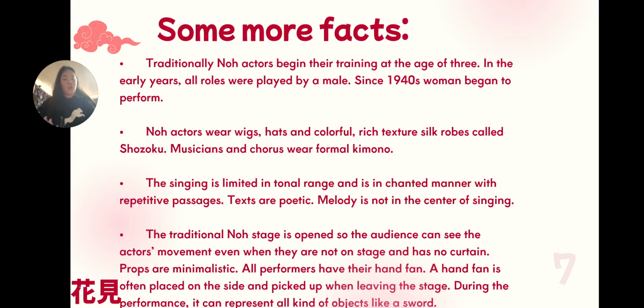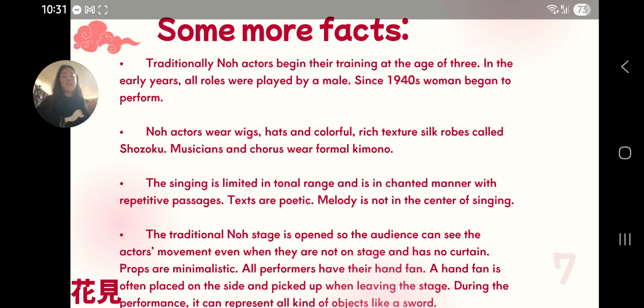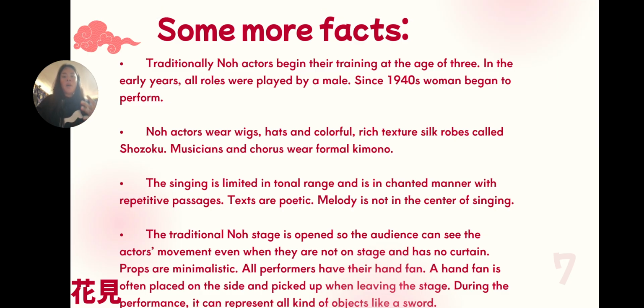The traditional Noh stage is open so the audience can see the actors' movement even when they are not on stage, and has no curtain. Props are minimalistic. All performers have their own hand fan. The fan is often placed at the side to pick up when leaving the stage. During the performance, it can represent any kind of object, like a sword. You can use it as a sword.